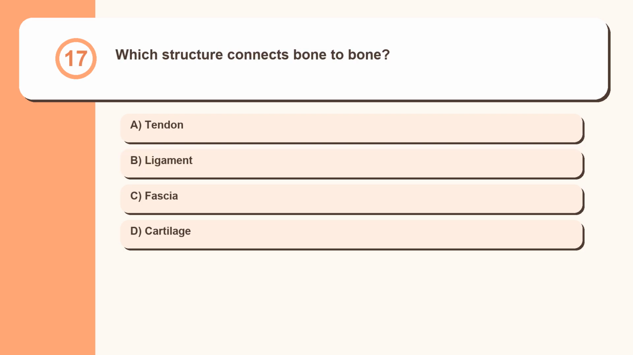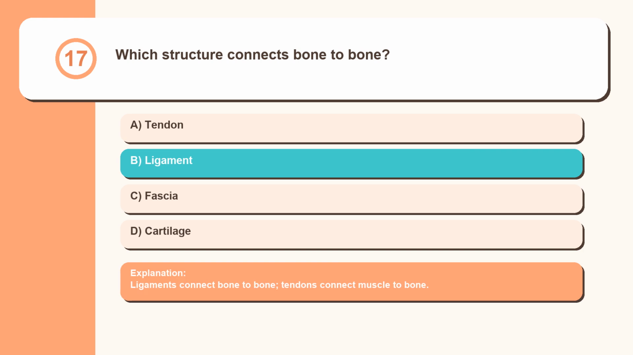Question 17. Which structure connects bone to bone? Tendon, ligament, fascia, cartilage. Ligaments connect bone to bone, tendons connect muscle to bone.